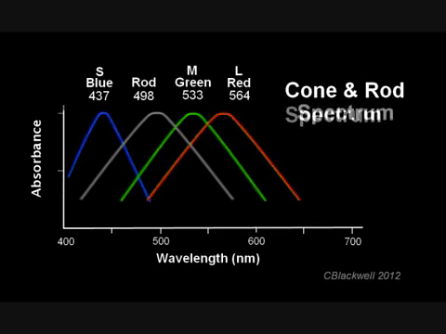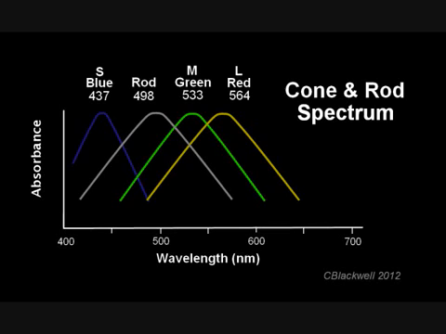Now, for your amusement, you may note that the cone peak sensitivities are not actually at blue, green, and red. They are closer to violet, green, and yellow-green. But the naming conventions of red, green, and blue are long set, so there's no point worrying about that. That is why color researchers often use the L, M, and S initials.